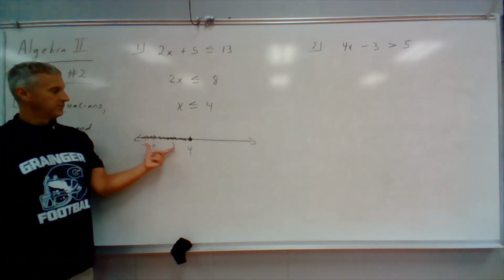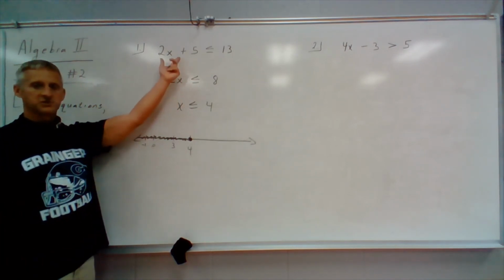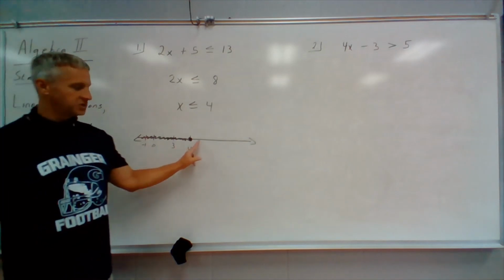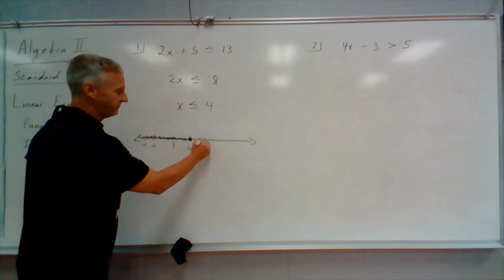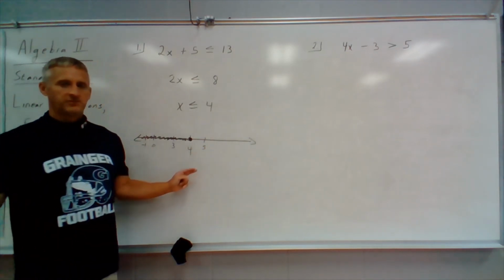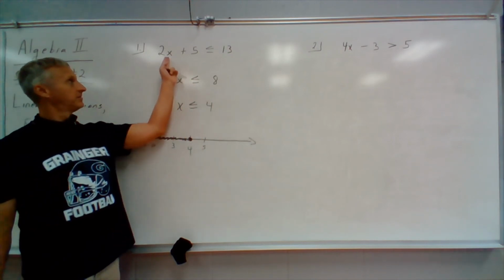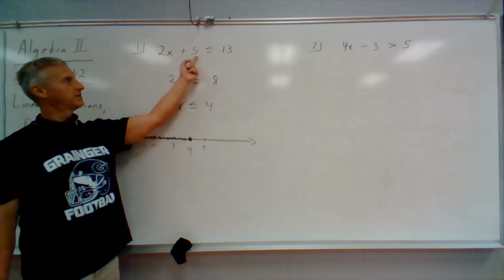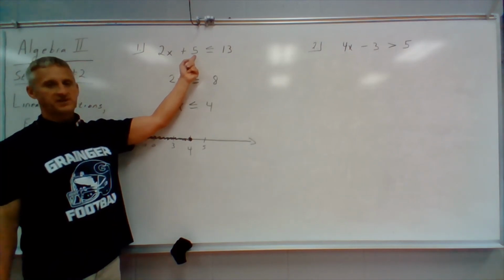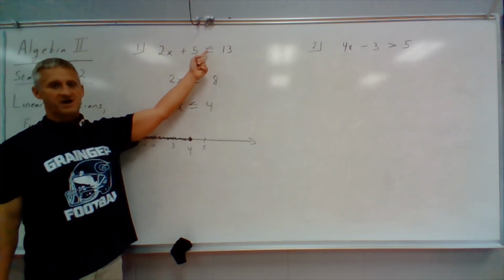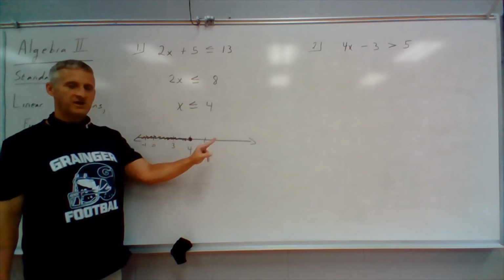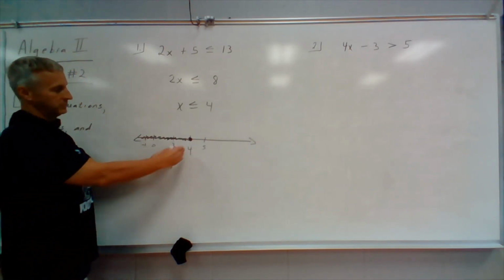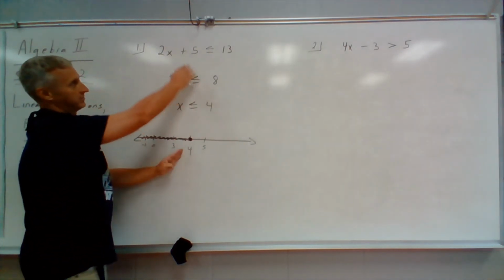Let's check one on this side. Let's go with 5. If I put a 5 in right here, 2 times 5 is 10. 10 plus 5 is 15. 15 is not less than 13, so that's not true. So none of these numbers out this way are going to make that true. So we've shaded in all the solutions to this inequality.